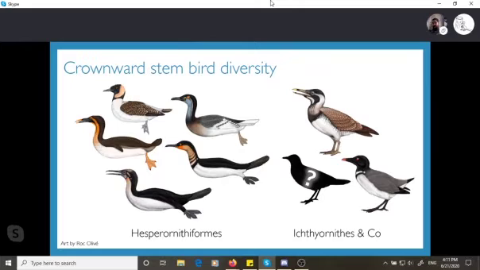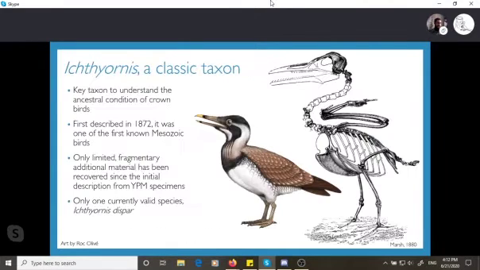Ichthyornis and similar forms, in turn, show a much more generalized morphology, and they have been considered in the literature to be more representative of the ancestral bird condition. So I've been working with Ichthyornis for most of my PhD. Ichthyornis is a key taxon to understand the ancestral condition of crown birds.